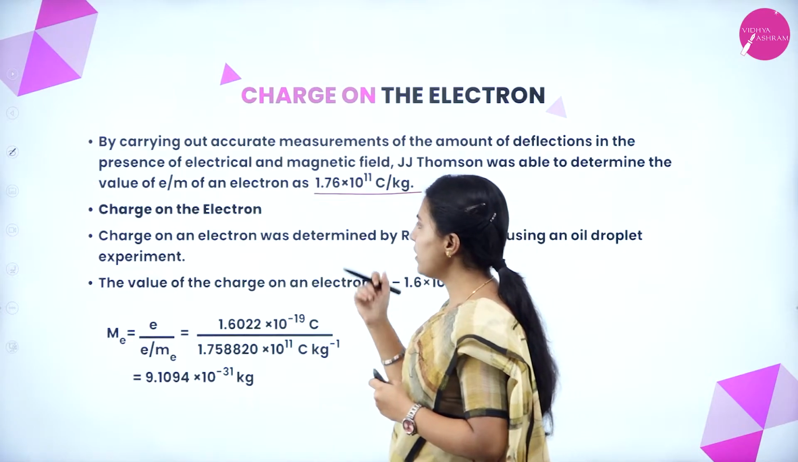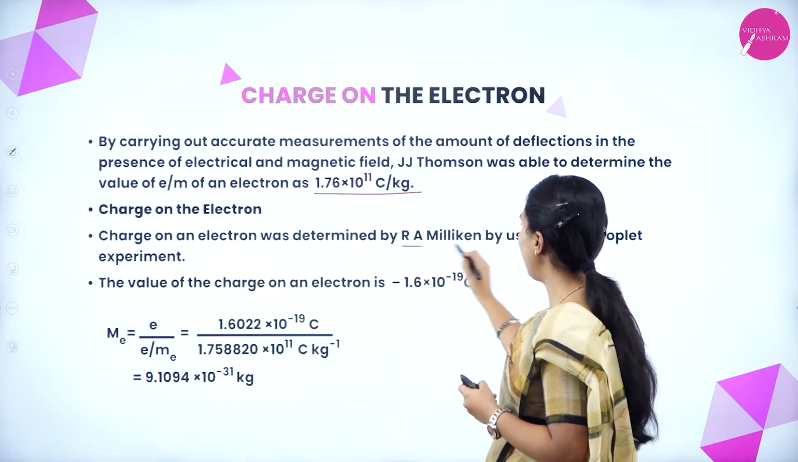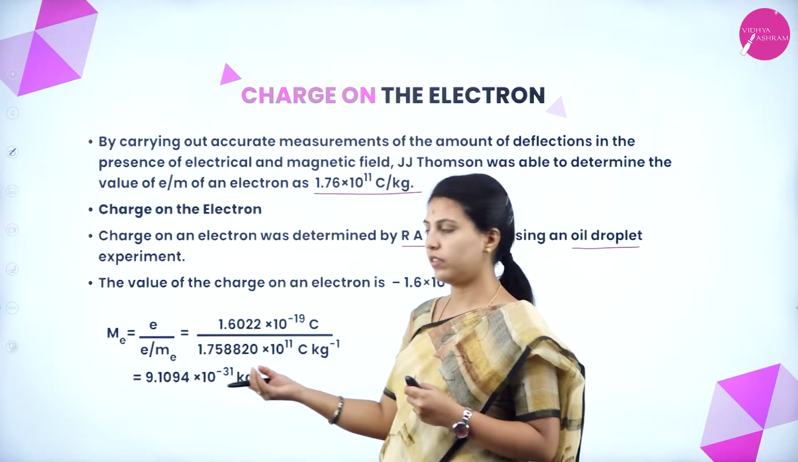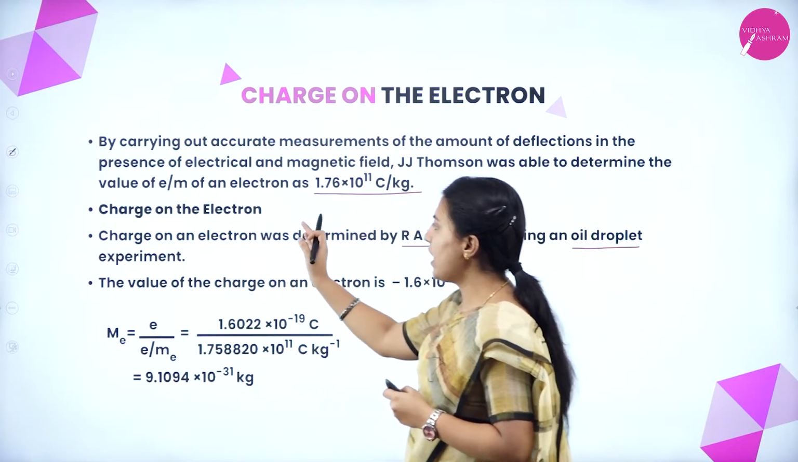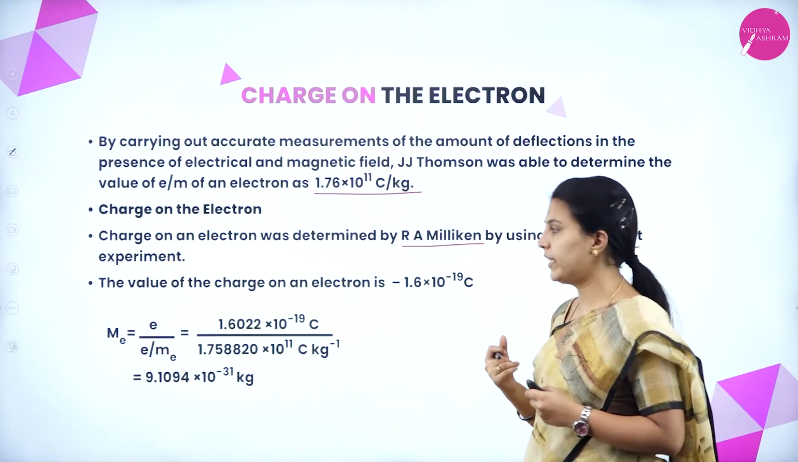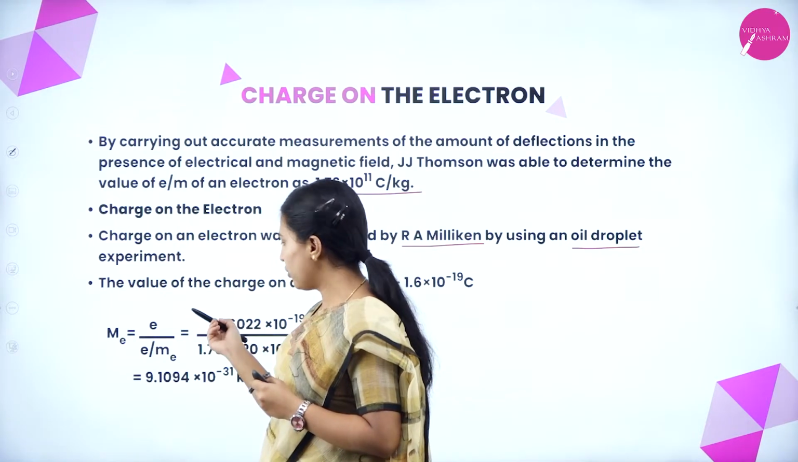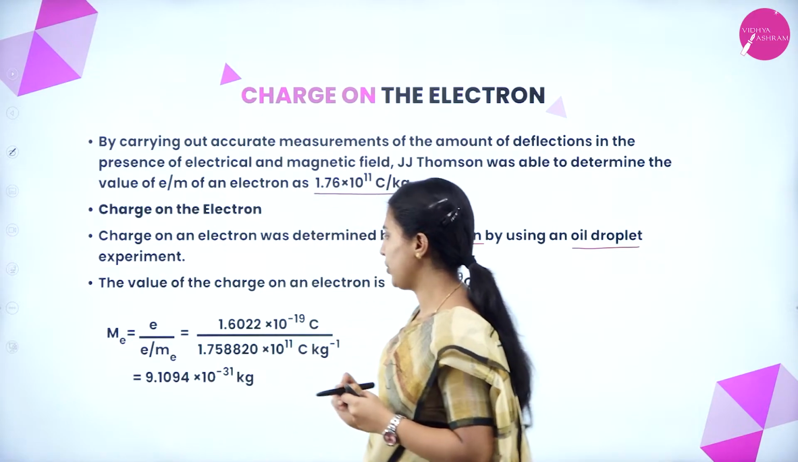And what was the charge on the electron? The charge on an electron was determined by R.A. Millikan using an oil droplet experiment. In the next slide we will see what the oil droplet experiment is, but the charge on the electron was determined by R.A. Millikan. What he determined means the mass of the electron, the electron value, and the charge to mass ratio.